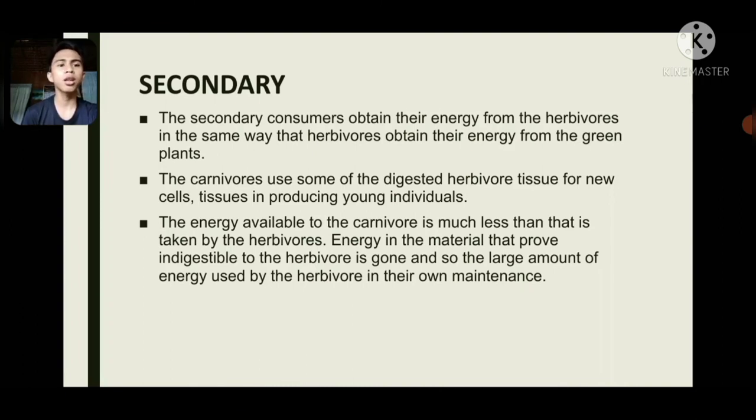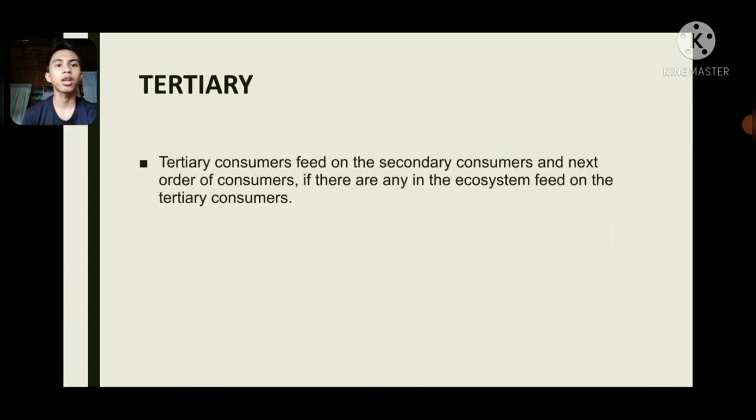Energy in the material that proved indigestible to the herbivore is gone, and so is a large amount of energy used by the herbivore in their own maintenance. Tertiary consumers feed on the secondary consumers, and the next order of consumers, if there is any in the ecosystem, feed on tertiary consumers.